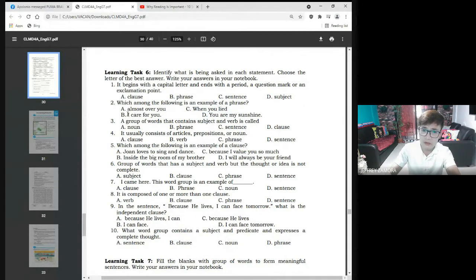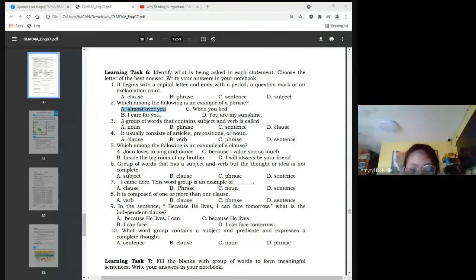Here, I care for you, the letter B: I is a subject, care for you is a predicate. So I is a subject, the verb is care. That's why it is a sentence, not a phrase. Here is also a sentence, letter D. You is a subject, are my sunshine, and the verb is are. So that's why it is a sentence. The best answer here is almost over you. Is it clear? Yes, sir. Clear, sir.